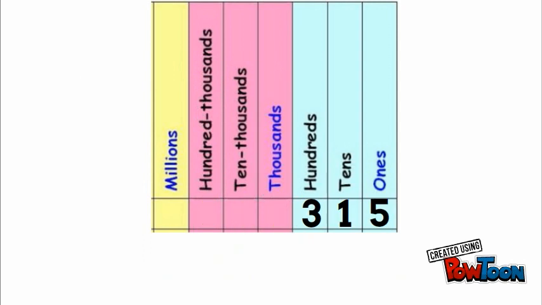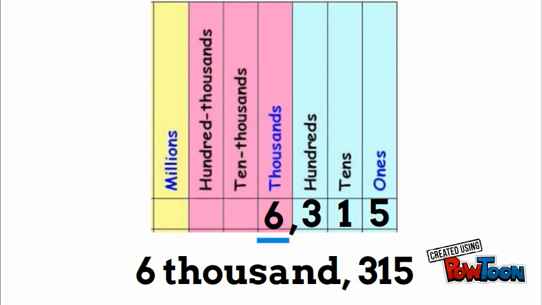Alright, let's make another number. Let's add a digit in the thousands place to show how we would read this number. Again, remember the comma is where you insert the word thousands. So we would say 6,315.